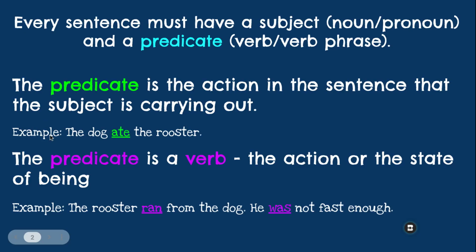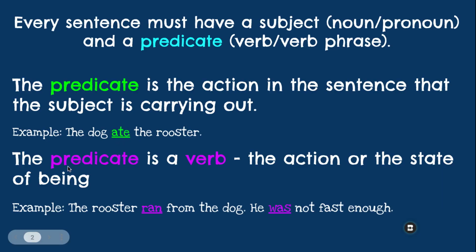For example, in this sentence, the dog ate the rooster, right? You want to figure out what the predicate is by figuring out what is the verb or the action. In this sentence, the verb or the action is ate, right? Eating, that is the action. The dog ate the rooster. So that would be the predicate.